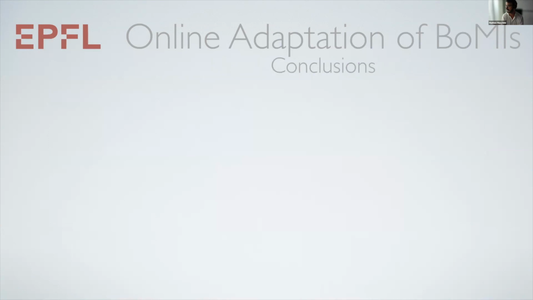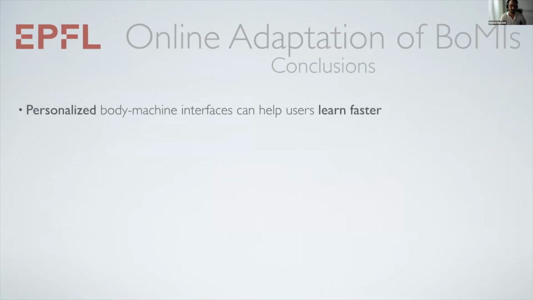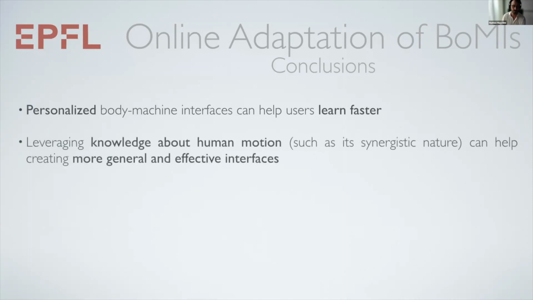So this concludes my presentation. I will just summarize briefly the main results. So first, we show that personalized body-machine interfaces can help people learn faster. In the second study, we show that leveraging knowledge about human motion, such as its synergistic nature, can help create more general and effective interfaces.